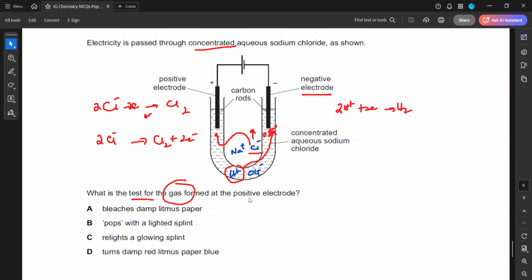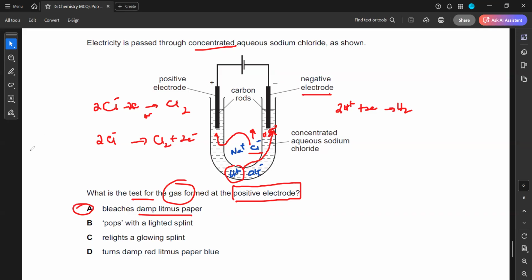What is the test for the gas formed at the positive electrode? As I mentioned, there are certain gases whose tests you have to learn: oxygen, hydrogen, chlorine, ammonia, carbon dioxide, and sulfur dioxide. So what is the test for the gas? Chlorine gas bleaches litmus paper. If you test with litmus, it will bleach. So that's why A will be the right answer.